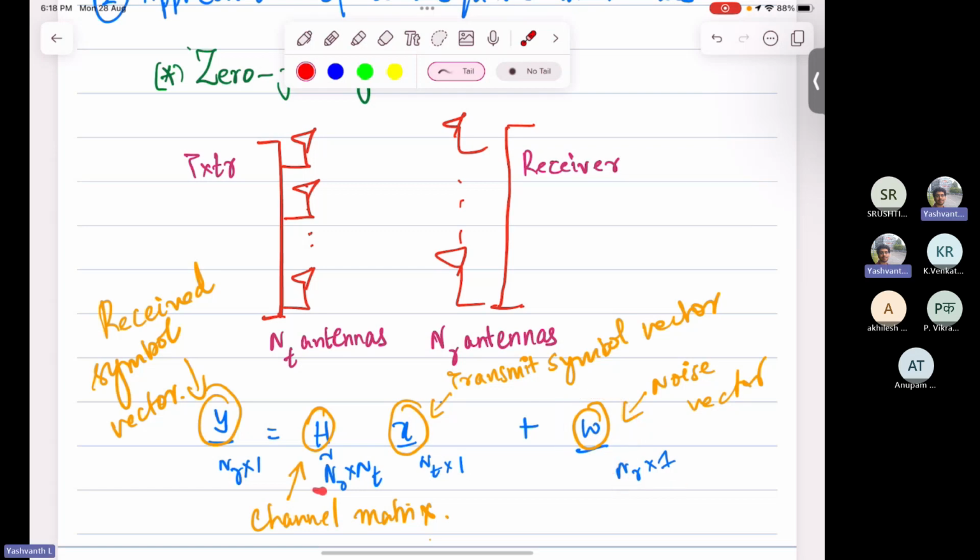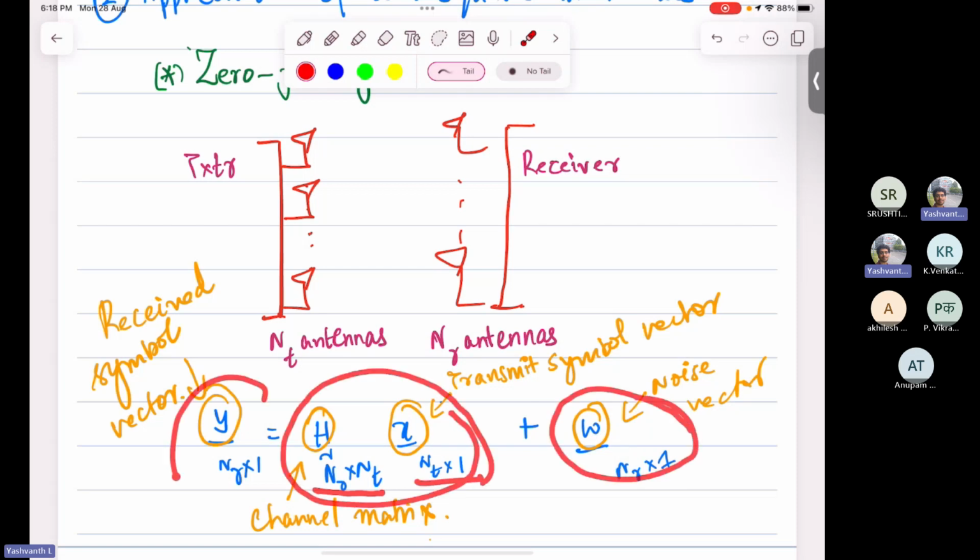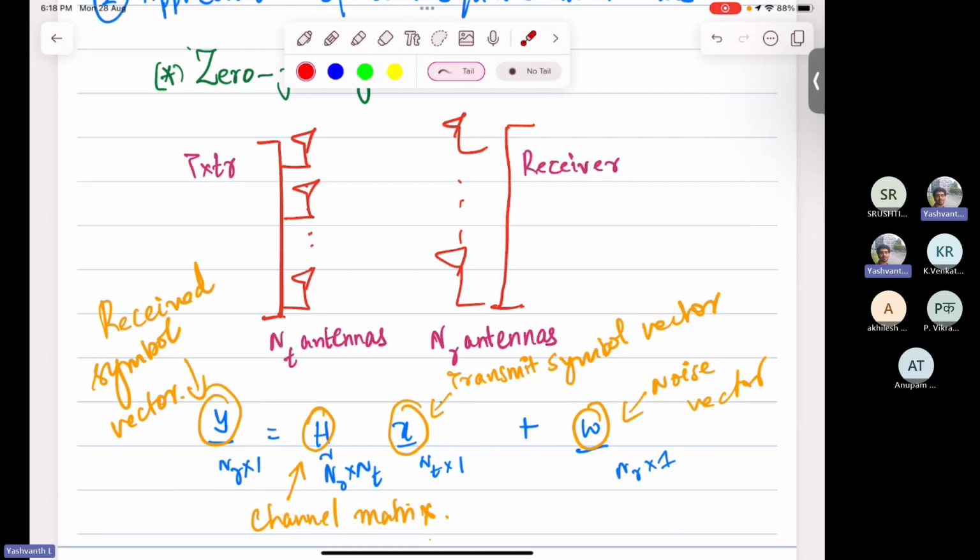Now see, it's NR cross NT times NT cross 1, so the total is NR cross 1. This is NR cross 1, and this is also NR cross 1. So all are NR cross 1 vectors.